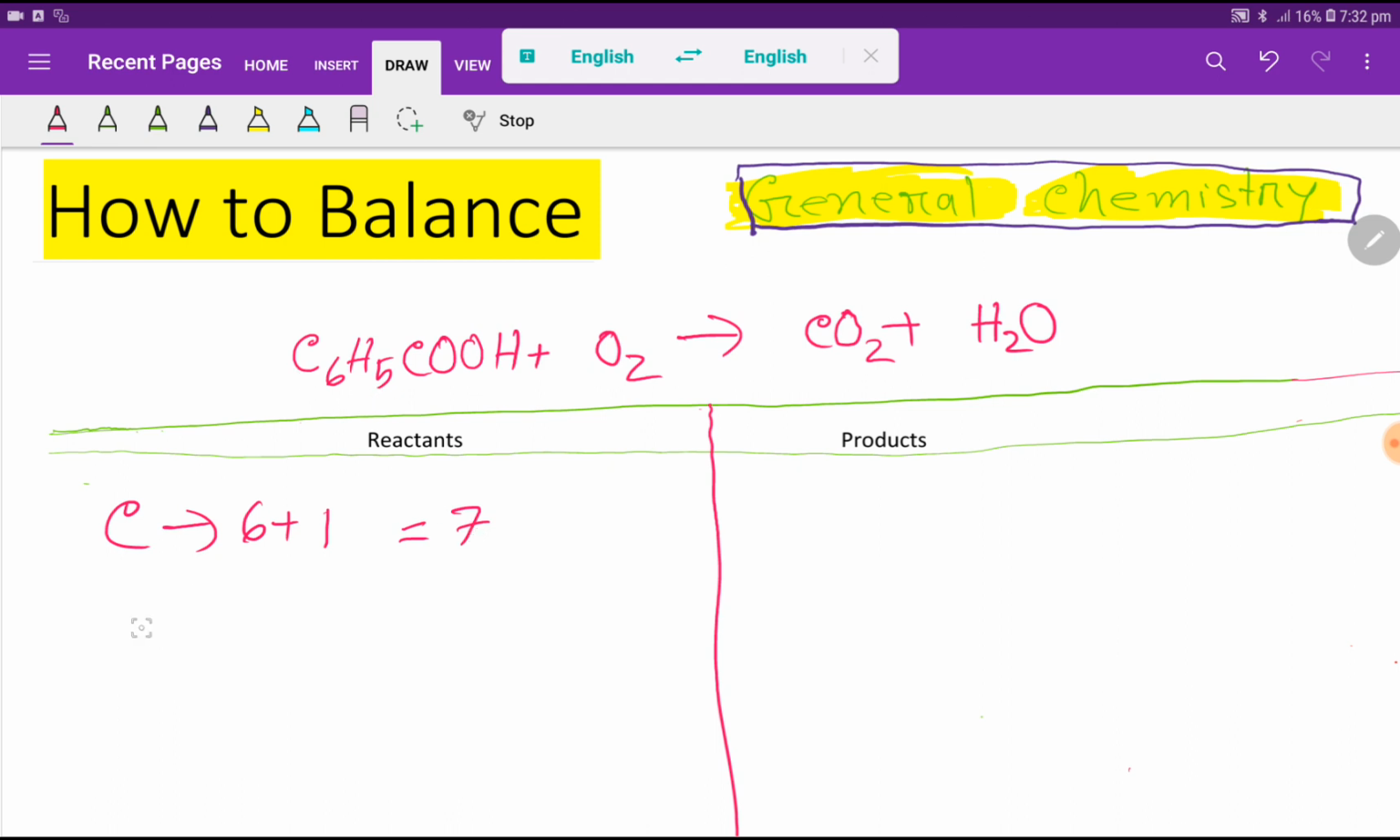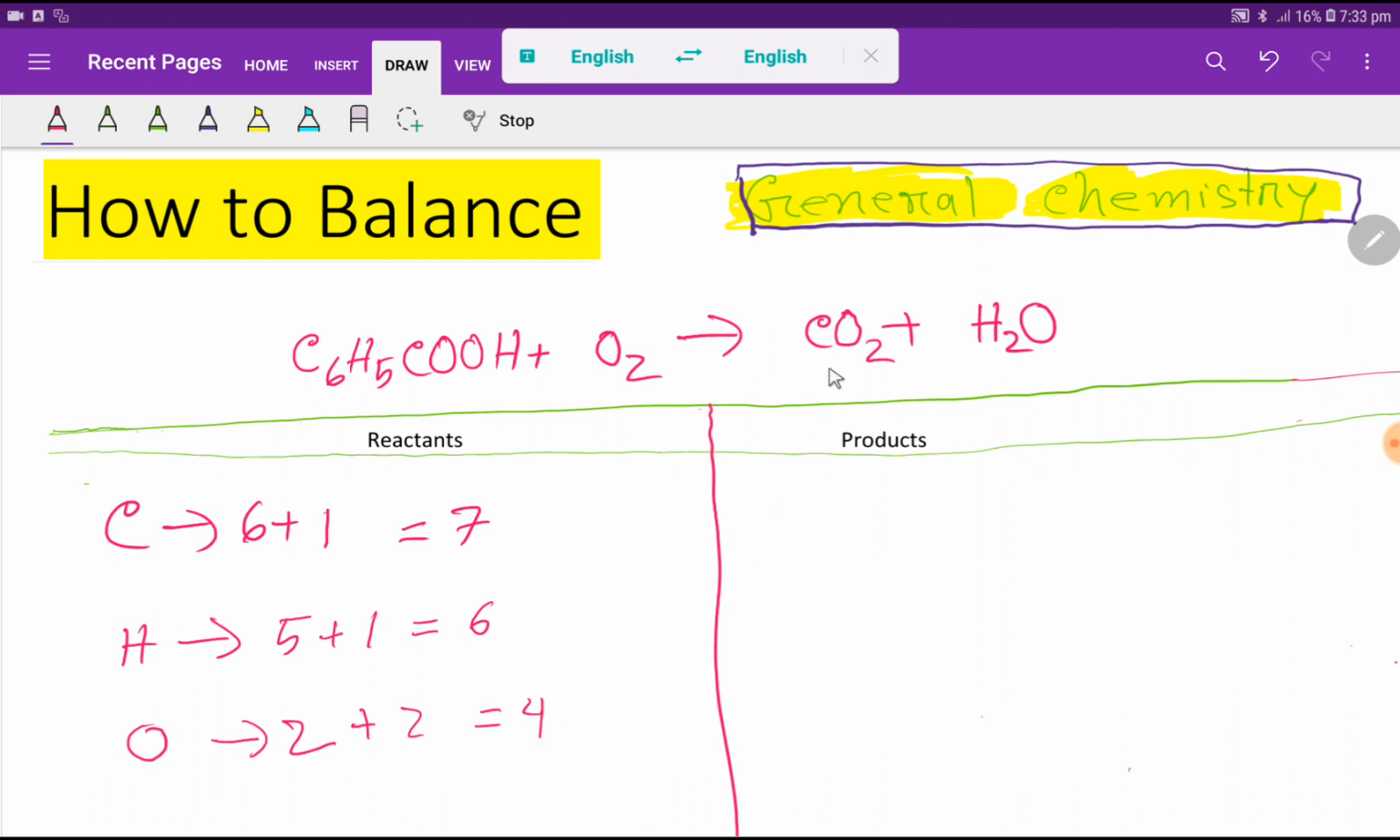Then we have hydrogen, that is 5. Here 5 hydrogen plus here 1, that is 6. Then we have oxygen, that is 2. But look, here we have 2 more oxygen, so basically we are getting 4.